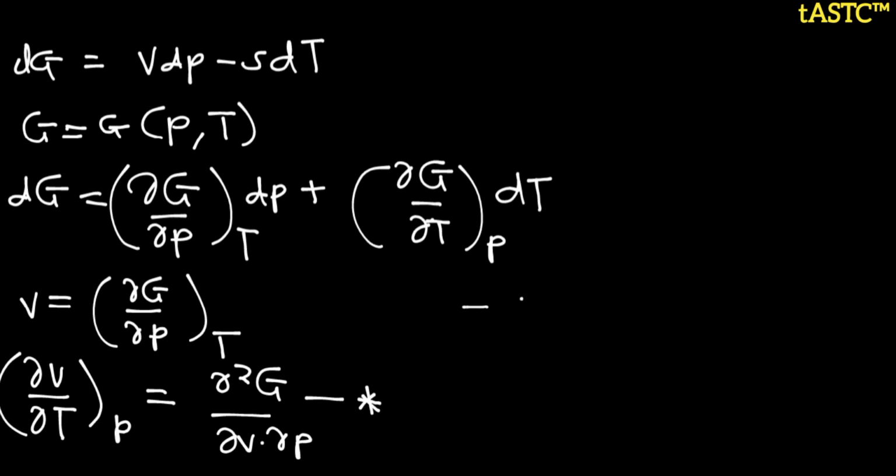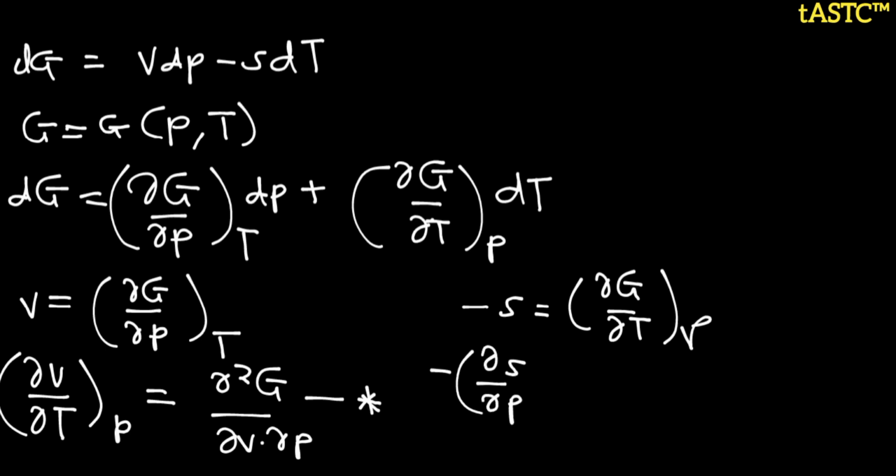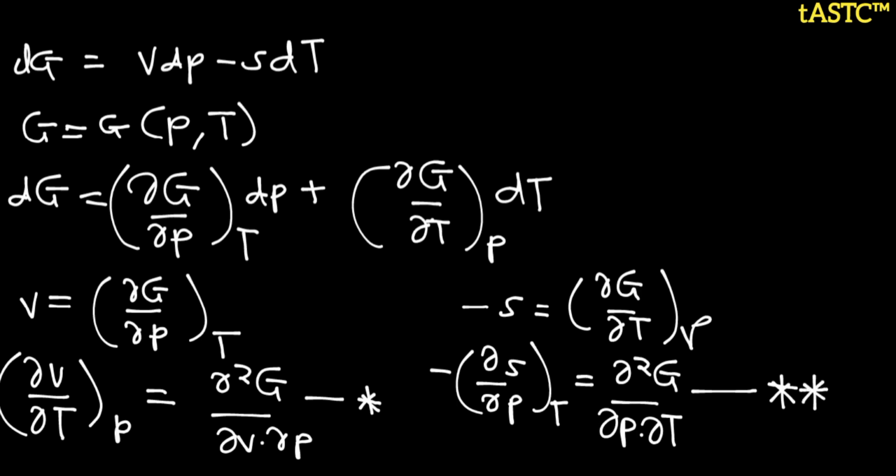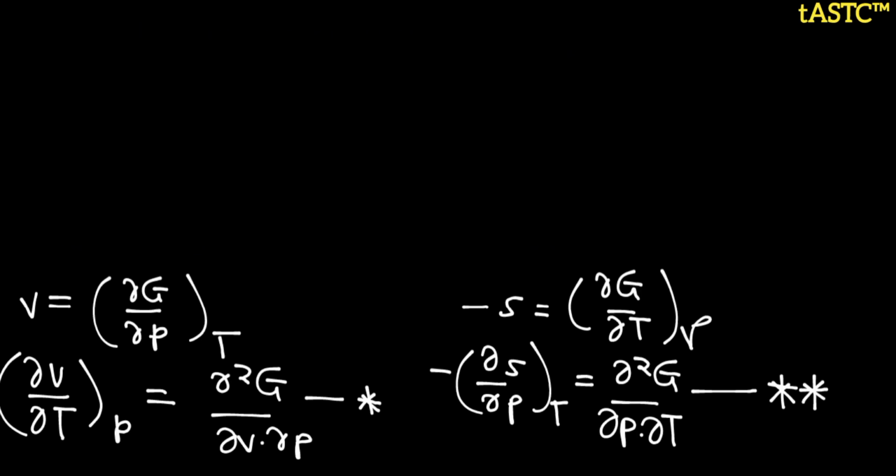Now over here we have that negative S is equal to dG dT at constant P. Now we can actually find out what will be the derivative of this entropy with respect to pressure at constant temperature. So that will be minus partial S partial P at constant T. And here we're going to have d squared G, and this will be dP dT. So here this will be equation star star. So we already know everything works. We know that this is the same thing as this. So that makes the whole thing simpler for us.